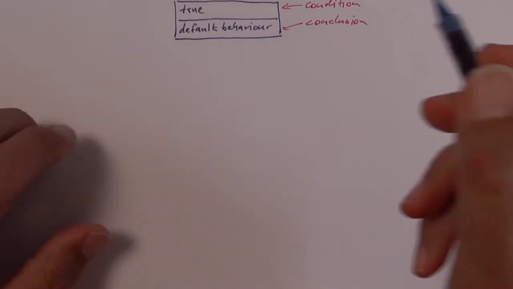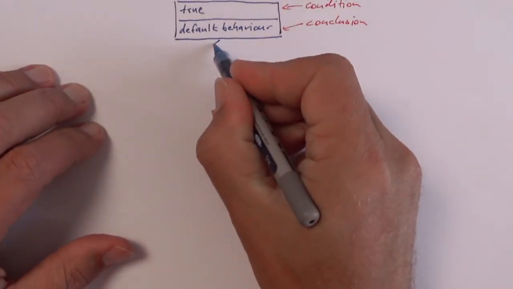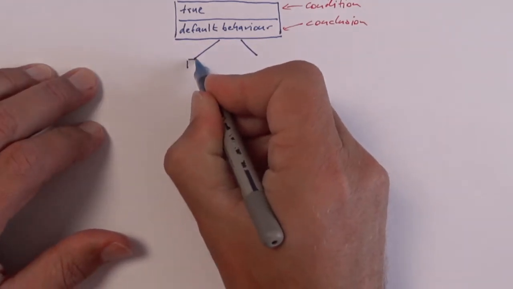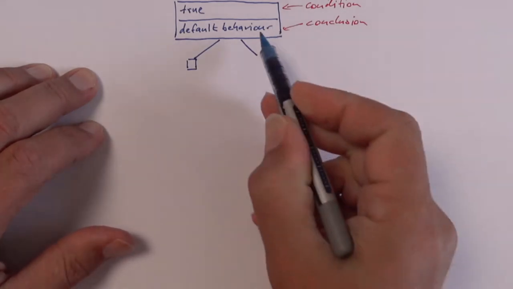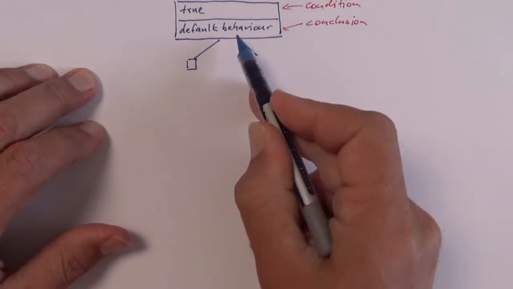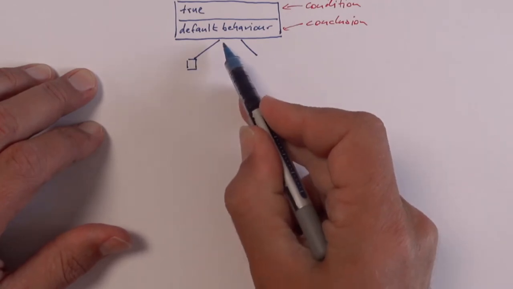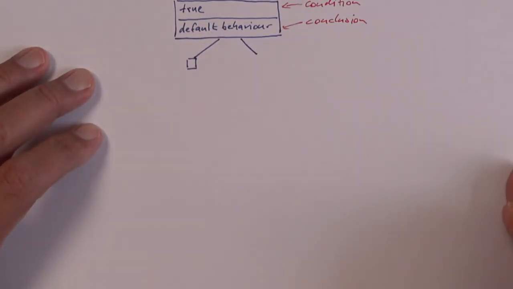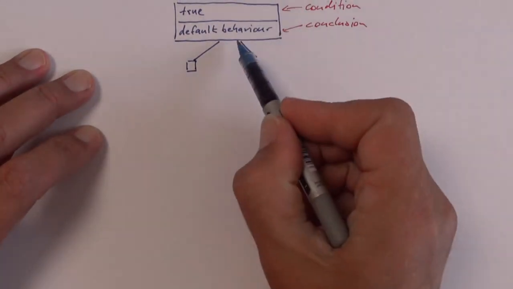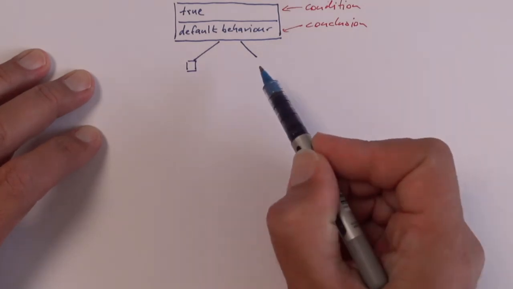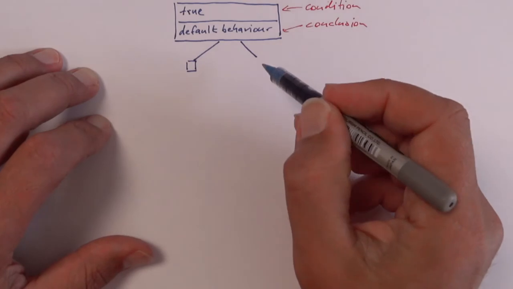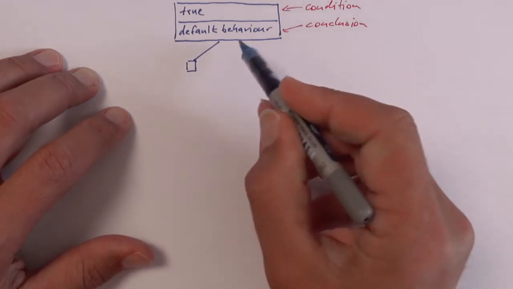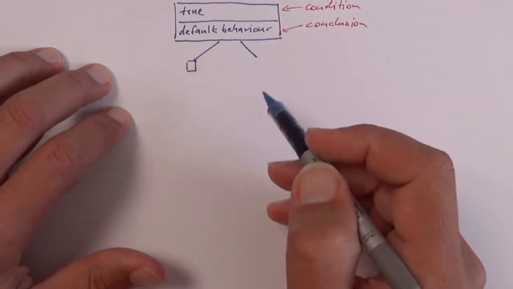So every node in this tree, if it's not a leaf, has two children. The child on the left-hand side is the one that we take if the condition is not evaluated to true, but here it is a constant true, so this is always given. And on the right-hand side, we have a node that is taken if the condition is evaluated to true. So in this case, we go here to the right-hand side.